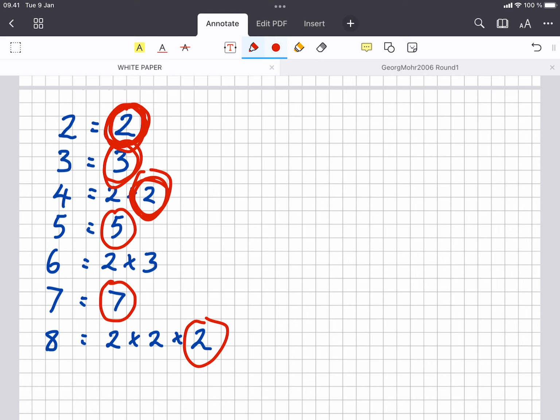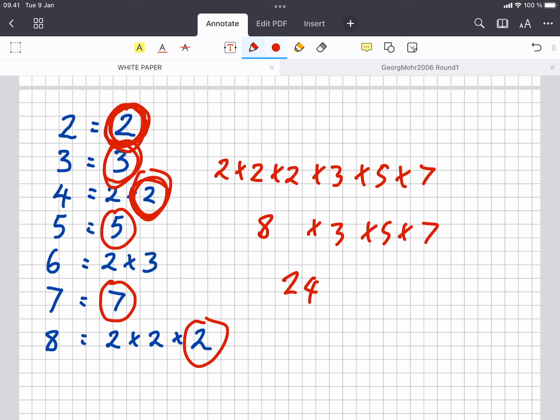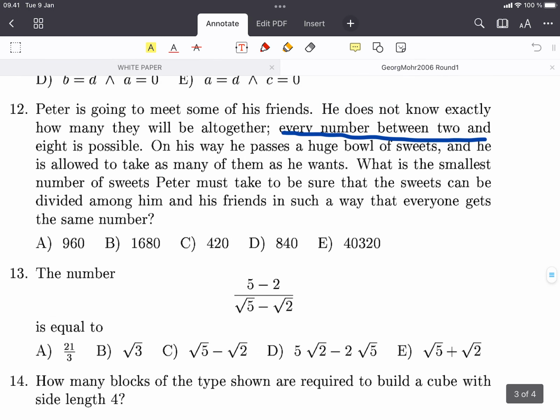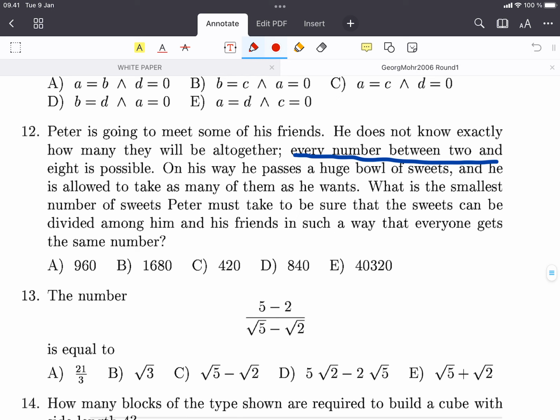So the lowest common multiple of 2, 3, 4, 5, 6, 7 and 8 is 2 times 2 times 2 times 3 times 5 times 7. So that's 8 times 3 times 5 times 7. How can I do this quickly? 24 times 35. Let's quickly do this. That's 140, and that's 70. So it's 840. So the answer is, in fact, 840, and that is indeed one of the options, option D.